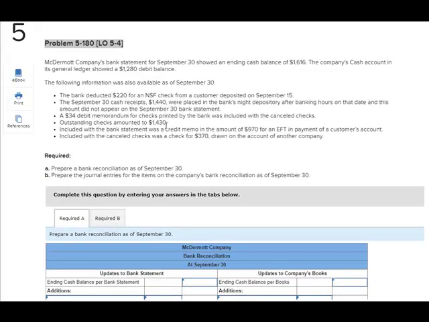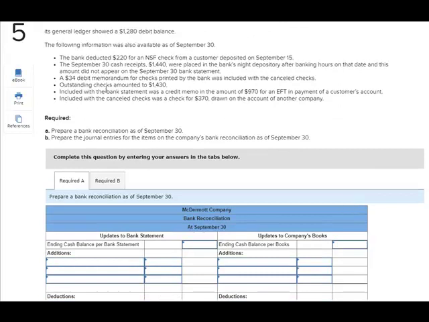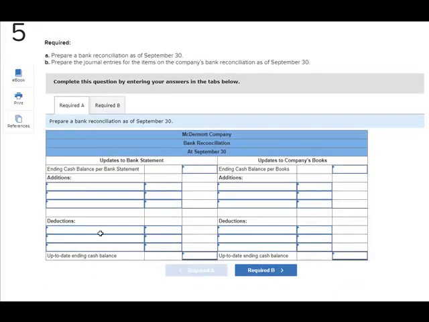The outstanding checks of $14.30, these are checks that we've written that we know about and therefore would have subtracted in getting to this ending cash balance per books. But because they're outstanding, meaning they have not yet cleared, the bank doesn't know about them. So we need to subtract the outstanding checks over here in the deduction section.